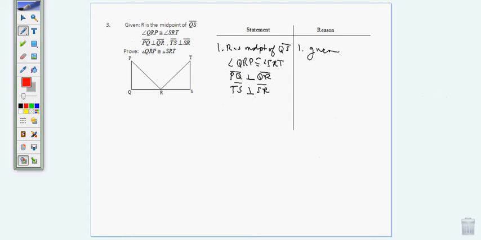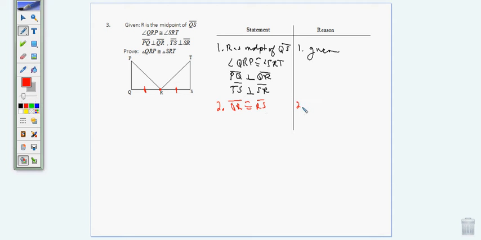Okay, last one. So we wrote down the givens. They gave me that R is the midpoint of QS. So if I look at the picture, R is the midpoint. Do you know what midpoint means? Hopefully you just said that it cuts QS in half. It is going to bisect segment QS. So I am going to say that QR is for sure congruent to RS. That's because I was given R as the midpoint. So I'll say QR is congruent to RS.